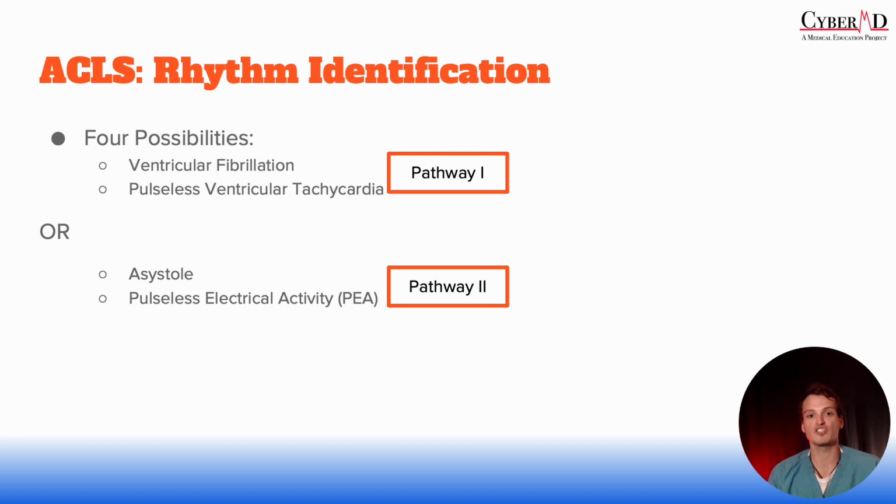Our primary intervention, again, is that high-quality CPR, and this is not a shockable rhythm. So we have VFib and pulseless VTAC, which are shockable, and then we have asystole and pulseless electrical activity, which are not going to be shockable rhythms. In summary, when you're faced with a cardiac arrest, quickly identify: is this VFib or pulseless VTAC, or is this asystole or pulseless electrical activity? That's going to dictate your further management for that patient.